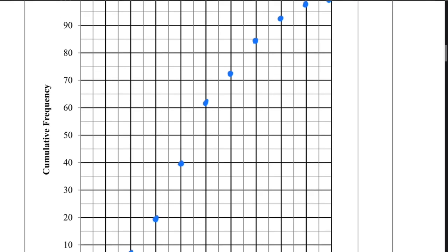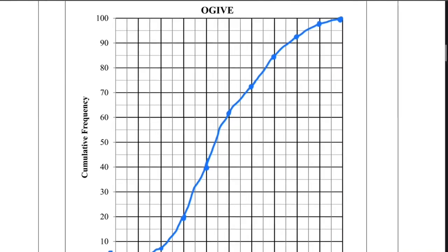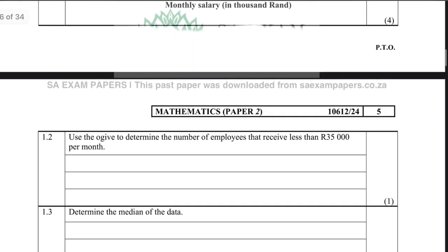Now we just need to plot them. So let's go ahead and do that. Let's join all the dots and see what we end up with. Right. So there we go. That is our cumulative frequency. That is 1.1. Let's take a look at 1.2.